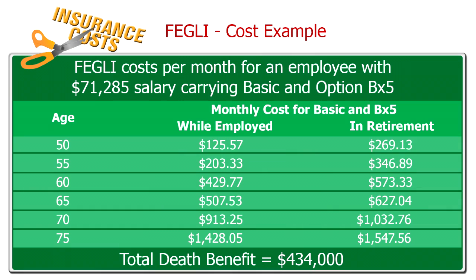The chart you see on the screen illustrates an example of the cost structure for FEGLI Basic with option B and a multiple of 5. This information also shows the cost while employed and in retirement with no reduction elected to illustrate the cost variation while employed and in retirement. Several 5-year age brackets are shown.